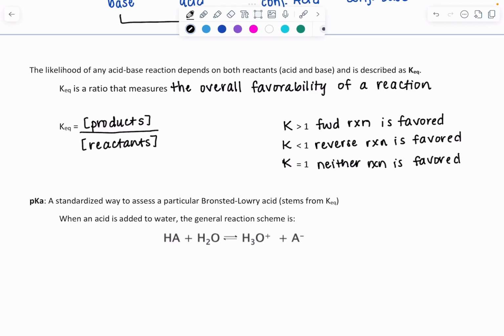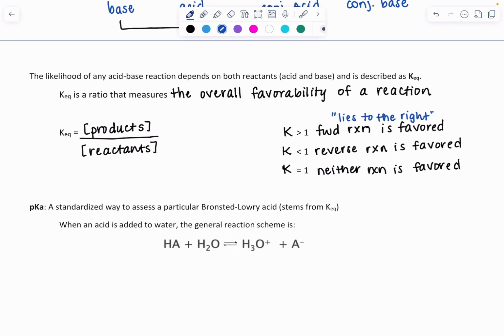Another phrase that's used a lot in chemistry is if the reaction lies to the right or lies to the left. If it lies to the right, that means there are more products than reactants. So I'll add this note. Right above K is greater than 1, we would say this lies to the right. Products are favored. If K is less than 1, we'd say lies to the left. I think I just have to draw it down here. Which means the reactants are favored.